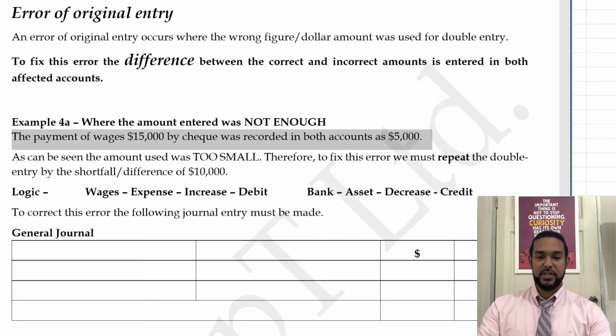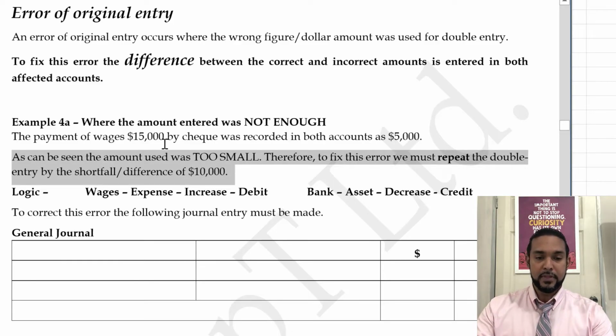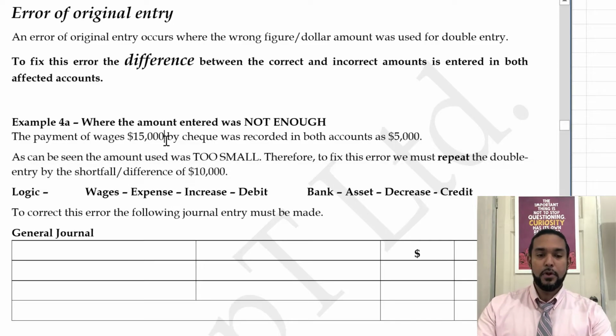The payment of wages, 15,000 by check, was recorded in both accounts as 5,000. You can read this if you want, but I'm just going to talk it through. Long story short, we were supposed to record 15,000, but we recorded 5,000.